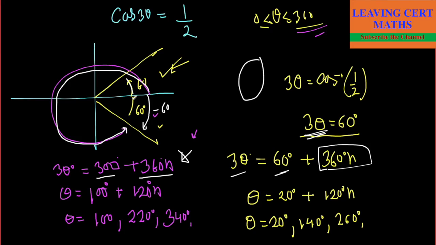So for the same thing here I have to write 3 theta is equal to 300 degree, because we are solving for 3 theta first, not for theta.